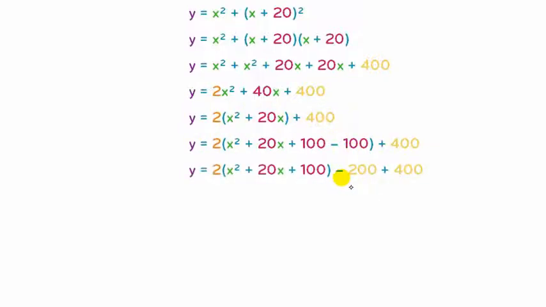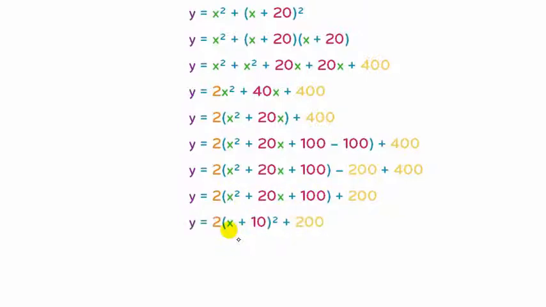We'll gather our like terms with the negative 200 and the positive 400, which gives us a positive 200. Then finally, we can take the x squared plus 20x plus 100 and complete the square, which gives us the equivalent x plus 10 all squared. From here, we can determine a number of different things. We know that our vertex is the ordered pair negative 10 and 200.